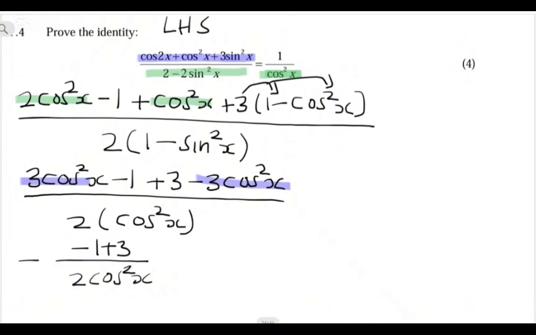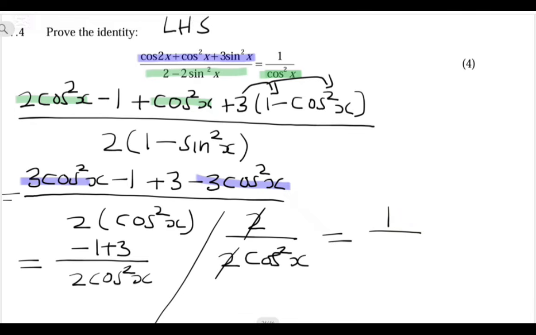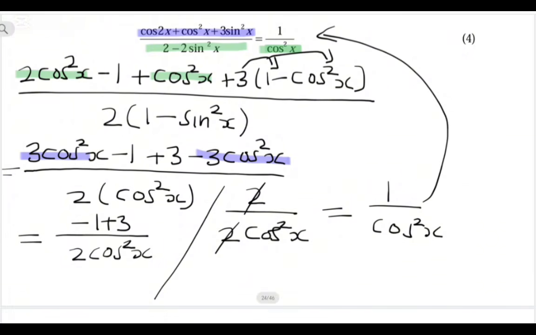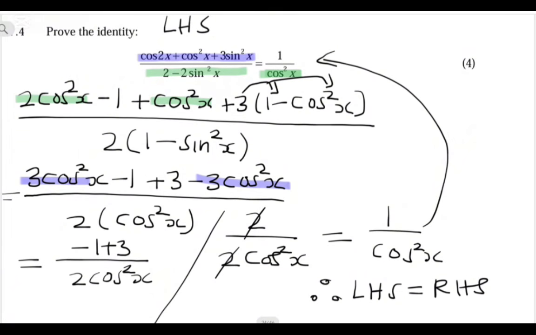So negative 1, let me just put an equal sign so that it's understandable. Let me finish it here. Negative 1 plus 3 is going to give us 2 divided by 2 cos squared x. So these two are going to cancel each other out, and at the top we're going to be left with 1, and at the bottom we're going to be left with cos squared x. So as you can see, the left hand side is equal to the right hand side. So we can just do our conclusion, because the left hand side is equal to the right hand side, and we are done with this 4 marks question.